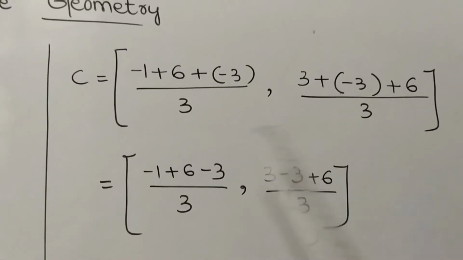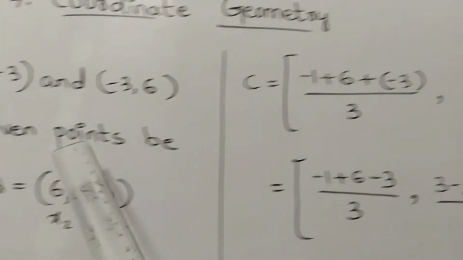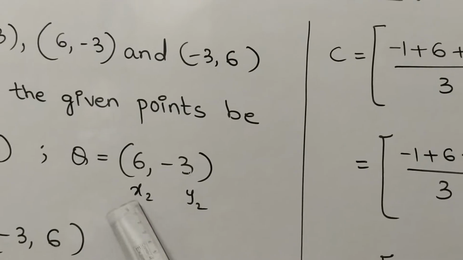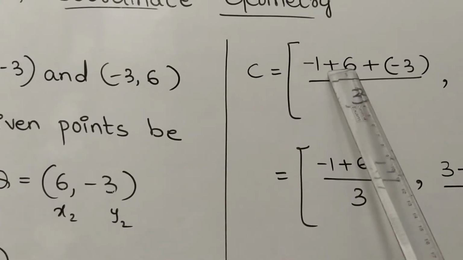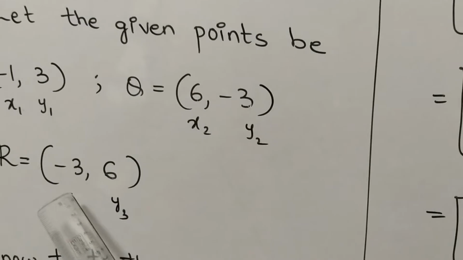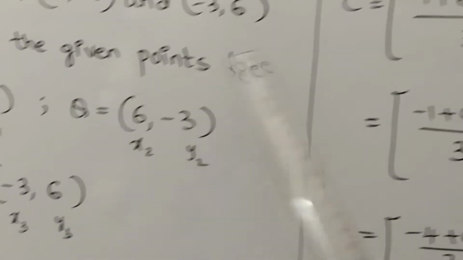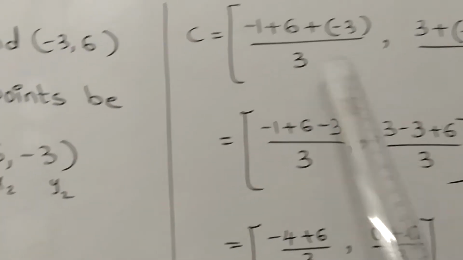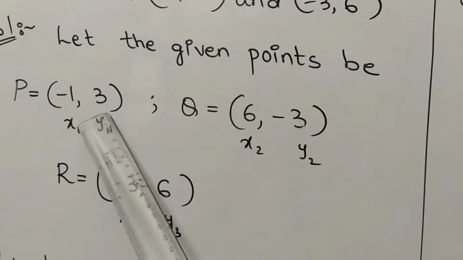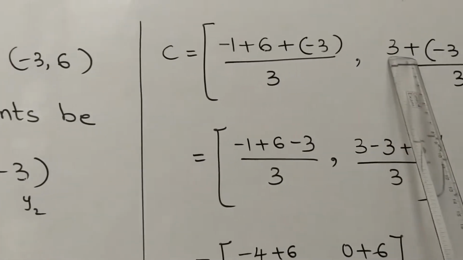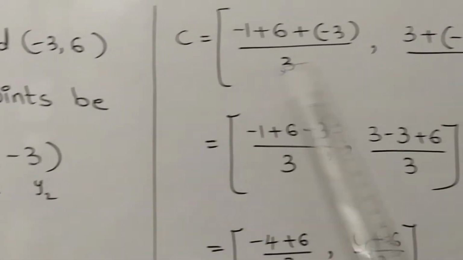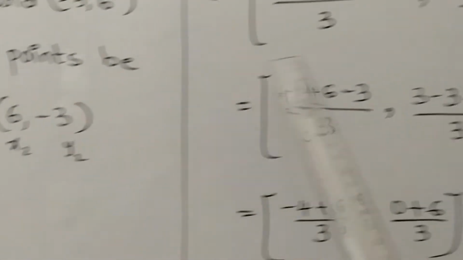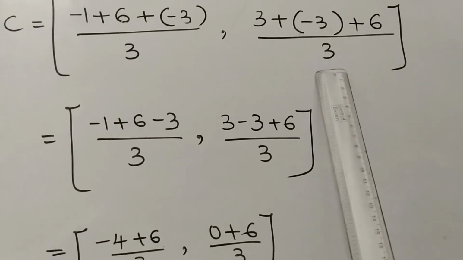See here, students, this is the substitution. First, what is x1 here? It is -1, so write -1 plus the x2 value, which is 6, so write plus 6, plus x3. x3 is -3, so write -3 in brackets, the whole divided by 3, comma y1. What is y1? It is 3. So write 3 plus y2, which is -3, so plus of -3, plus the y3 value, which is 6, the whole divided by 3.